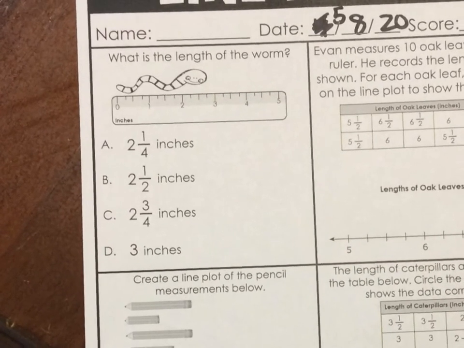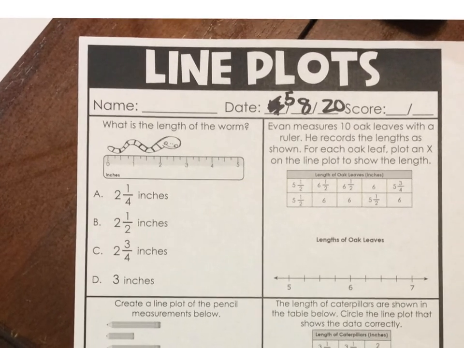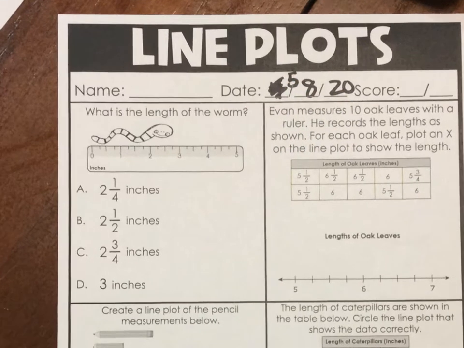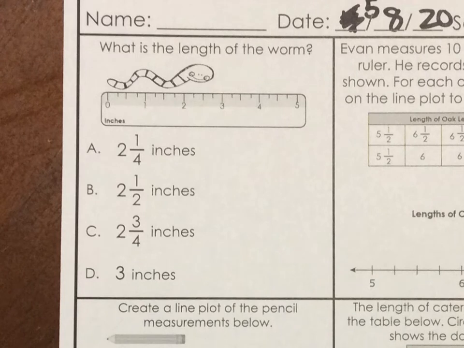Let's go ahead and get started, guys. So today we're looking at line plots. So kind of the same thing we were doing yesterday, just in a little different form. Make sure again that the top of your paper says 8/5/20. Okay. So here it says at the top, what is the length of the worm?